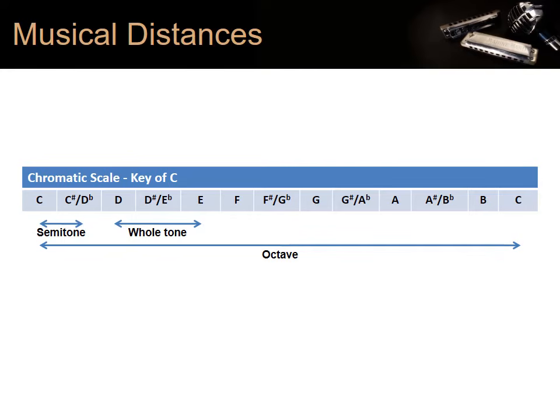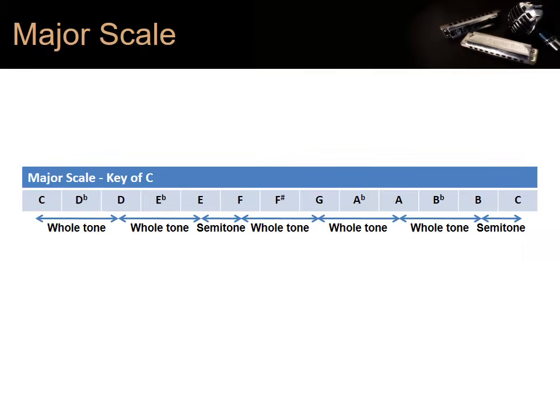Now earlier I said that all musical scales are formed by choosing a pattern of notes from the chromatic scale. Here, for example, is the major scale pattern. Notice that the major scale in the key of C uses only the natural notes, so there are no flats or sharp notes in the C major scale. All other major scales use at least 1 flat or sharp.